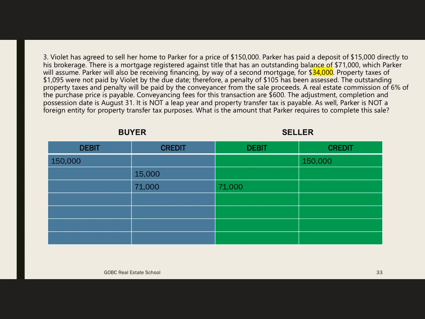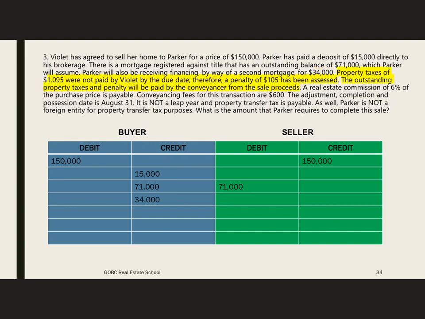The next thing is the second mortgage, so additional financing that Parker needs in the amount of $34,000. It just says second mortgage, so we can't assume that the seller has anything to do with it. It's just another way of getting money, so it could come from a family member, it could come from a mortgage lender, it could come from a B lender, private lender, whatever the case may be. So the $34,000, again, because it's a mortgage, it would be a credit for the buyer, and in this case, it doesn't appear on the seller's statement.